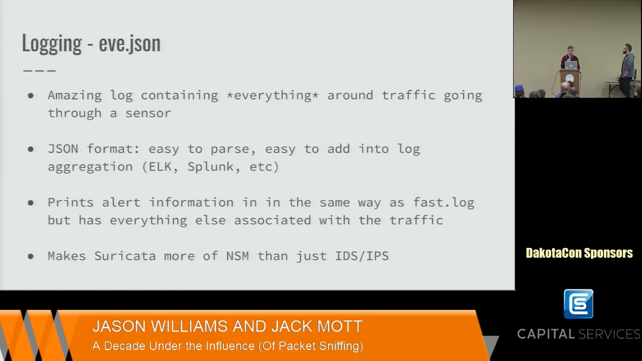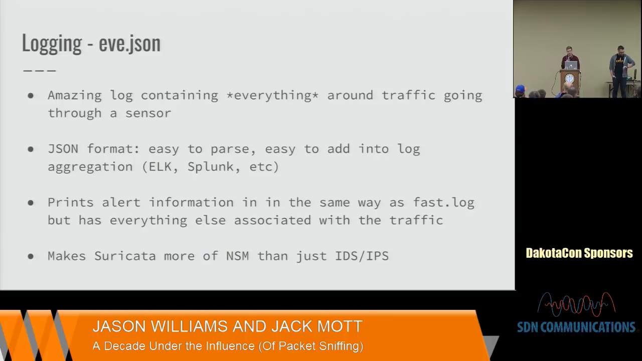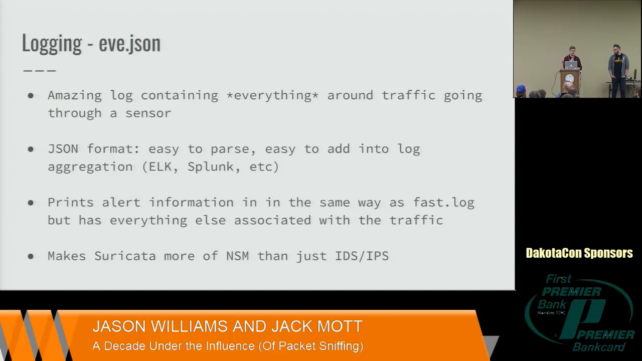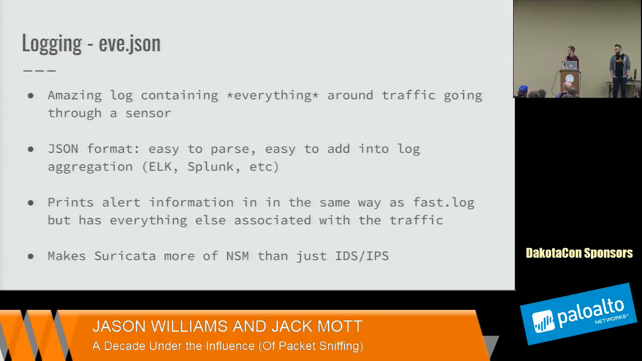But that's where eve.json comes in. This is your log that contains everything. It's also a log that gets really, really big, gigs and gigs and gigs in no time, because it's literally grabbing everything you would ever need. It's basically the next best thing to full PCAP. It's easy to parse. It's really easy to throw into your ELK or Splunk instance to aggregate and search through it. It prints all the information that's included in fast.log as well, but just everything else around it. So it makes Suricata more of that NSM than just IDS/IPS.